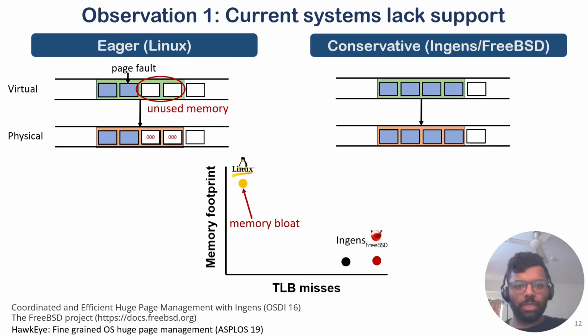HawkEye, which is a research work in ASPLOS 2019, promotes huge pages on the first page fault. It introduces a dynamic memory de-bloating mechanism under memory pressure to balance the trade-off between memory efficiency and performance. Next, we will see why HawkEye is suboptimal and unfair.